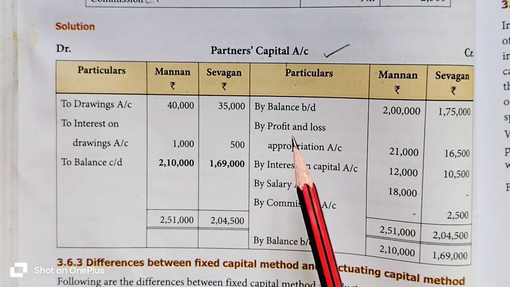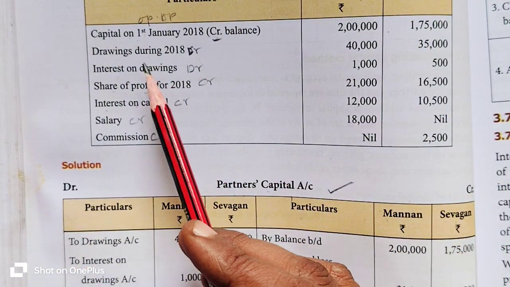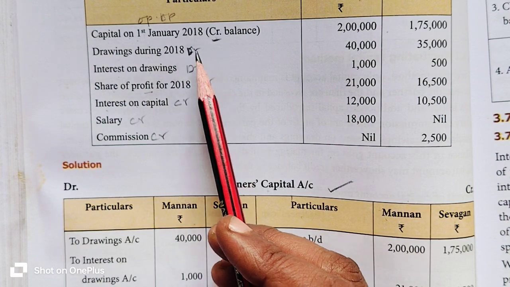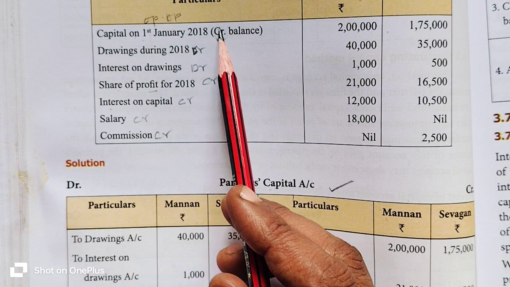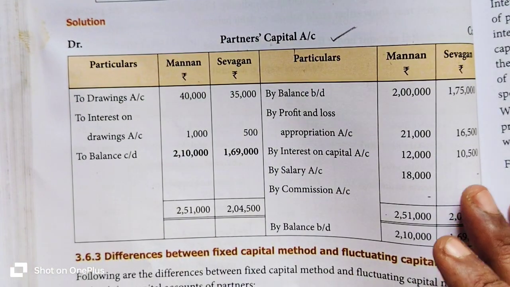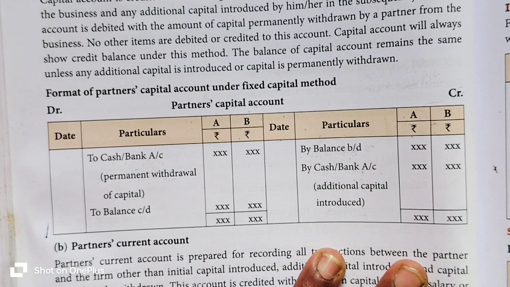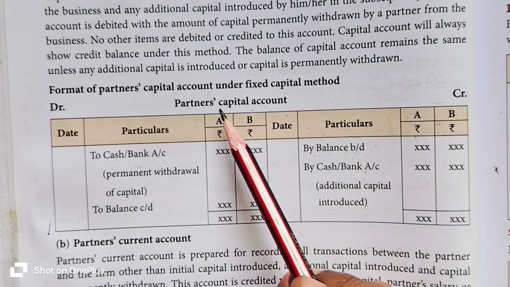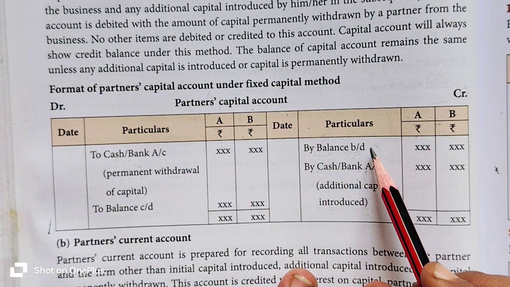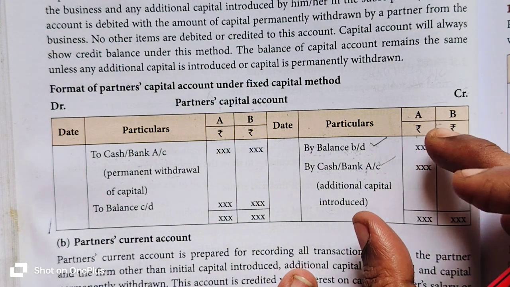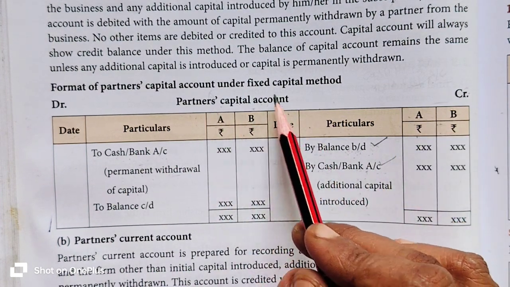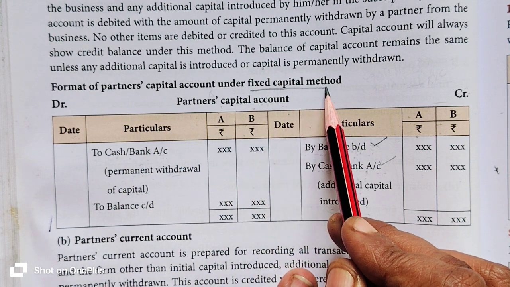Okay, so listen, capital on 1st January 2018, this is the opening balance. So where is it to be recorded? It is to be recorded on credit side. Listen here carefully. Under the fixed capital method, in the partners capital account, the capital transaction is always recorded on credit side, whether it is initial capital or additional capital.